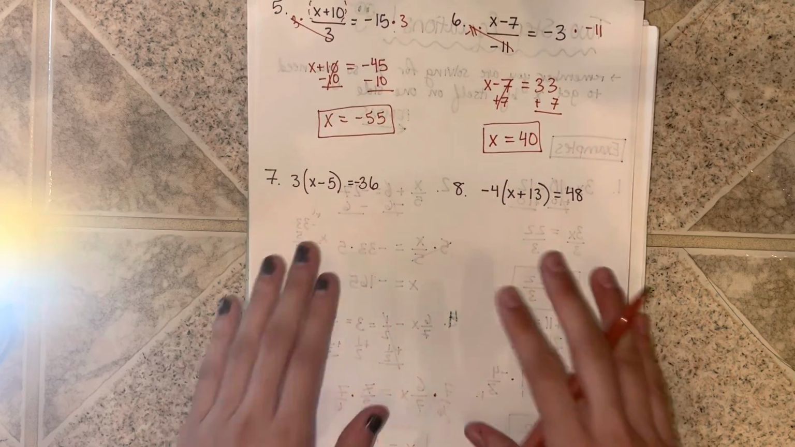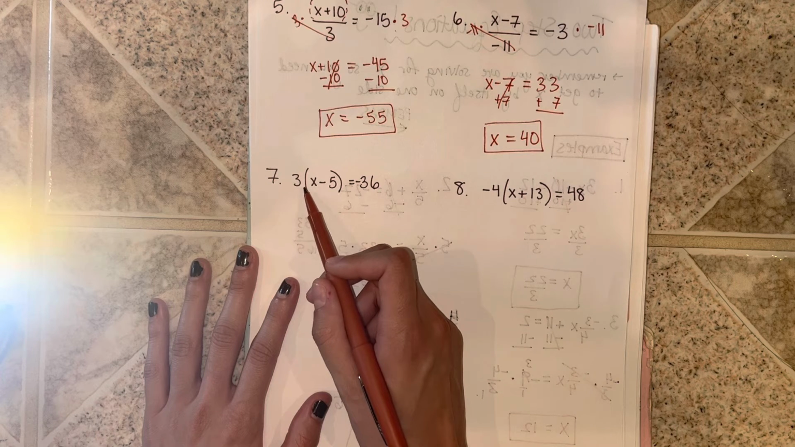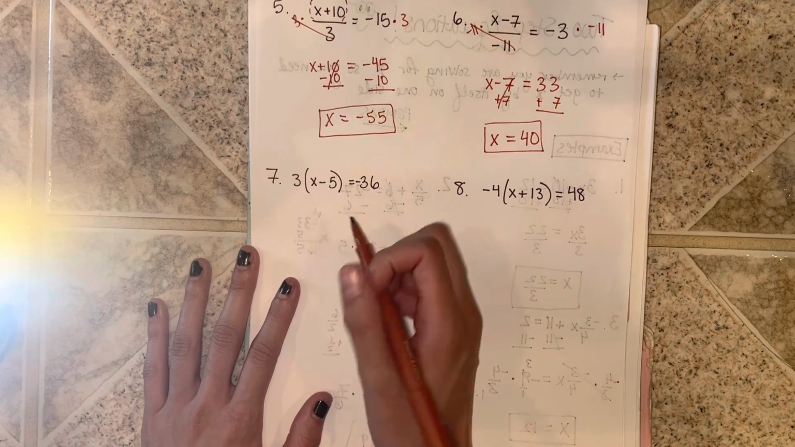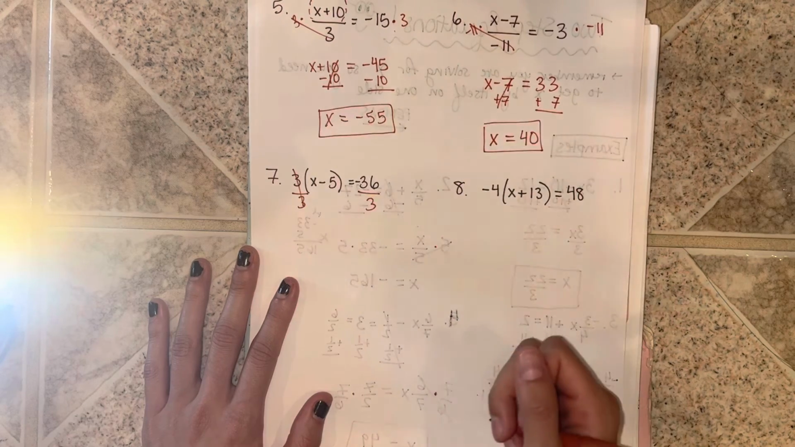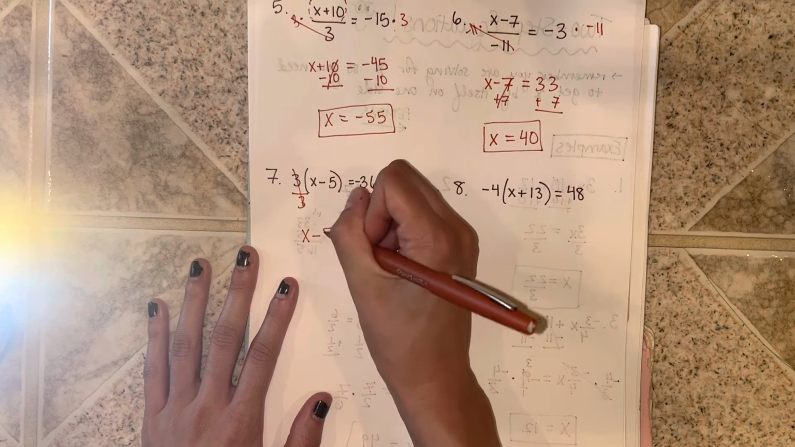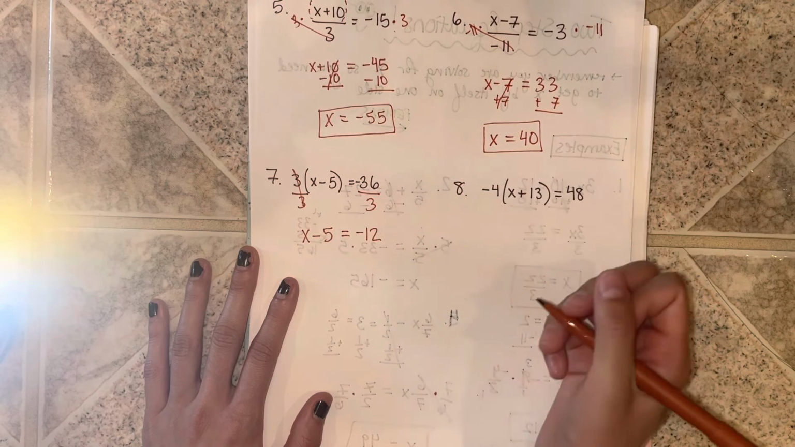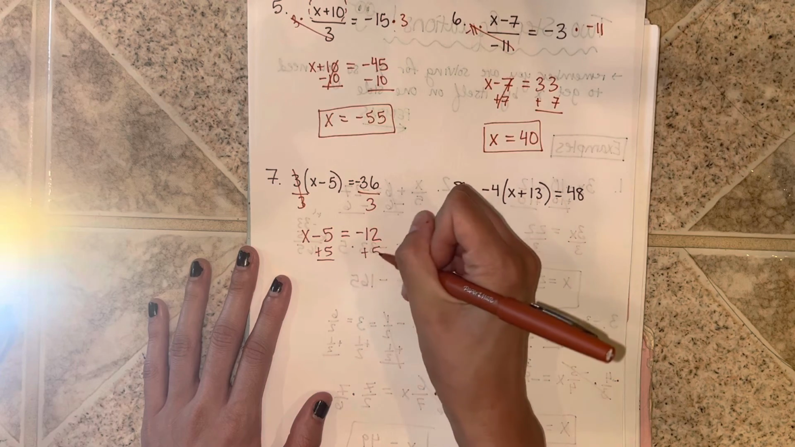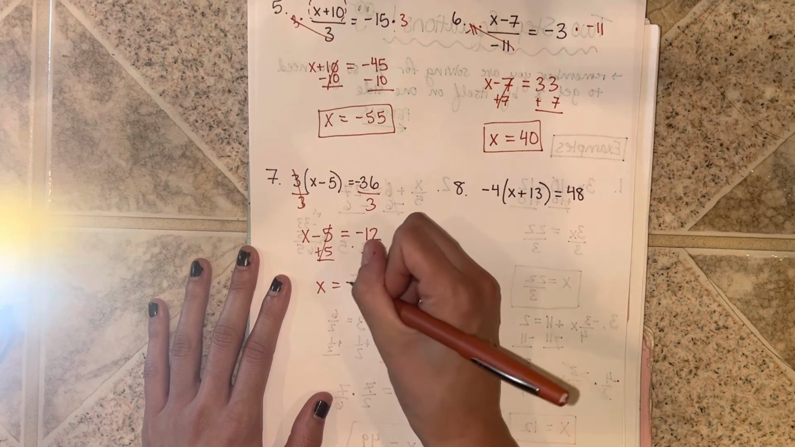Okay, cool. Now let's look at these two. Okay, so a number in front of parentheses like this means that there's multiplication going on. So in order to get rid of this multiplication, we have to divide out the 3. So that divides out and cancels out to 1. So then on this side we just have x minus 5 equals, and then negative 36 divided by 3 is negative 12. So last step, we just got to add that 5 to the other side to solve for x. And then we have negative 12 plus 5. This is now a negative 7.